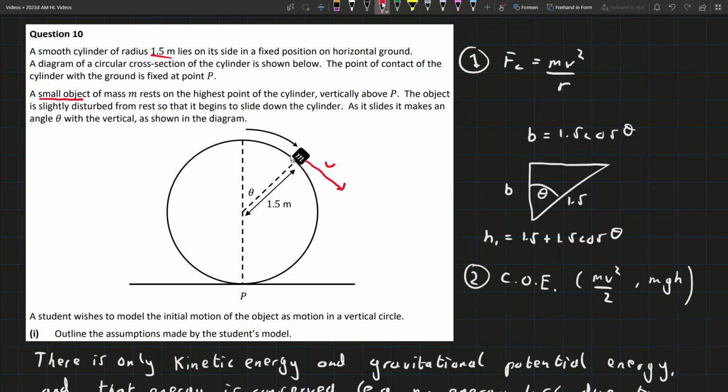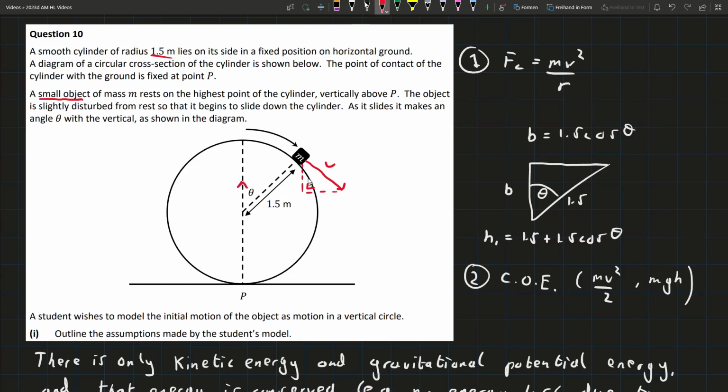So as it leaves the circle, the velocity is going to be at a 90-degree angle to the radius. I'm not going to draw that in because it gets a bit messy, but keep that in mind. We want to resolve it into i and j, so like that. We can do a similar thing here.